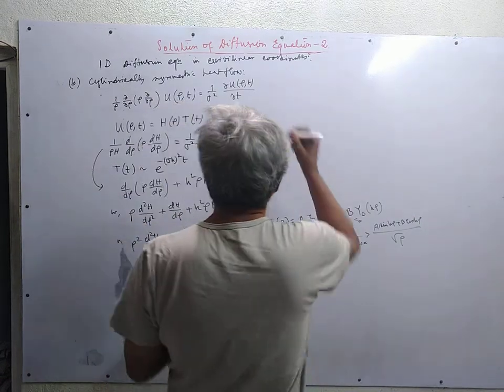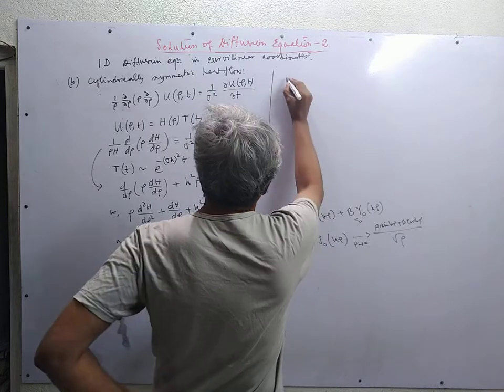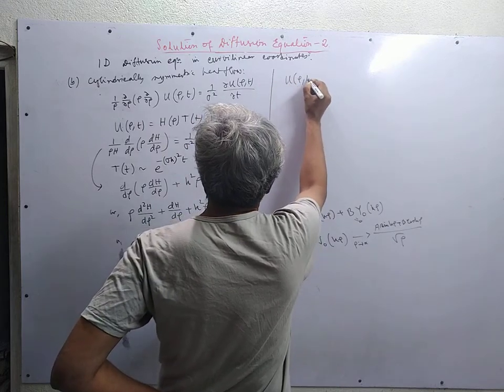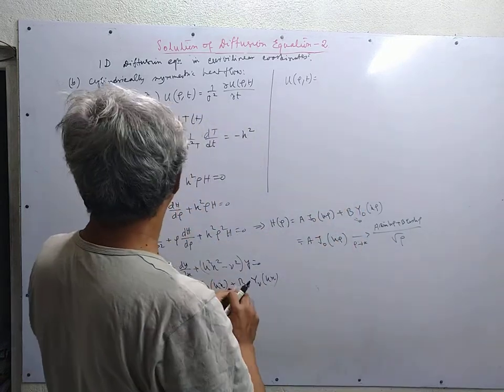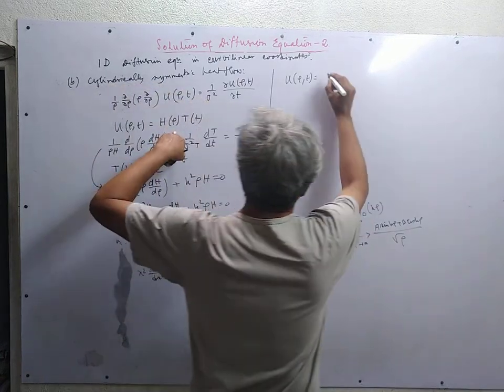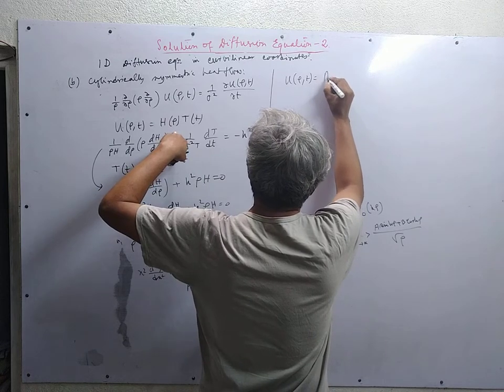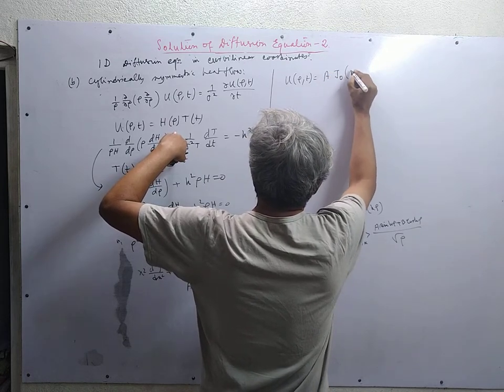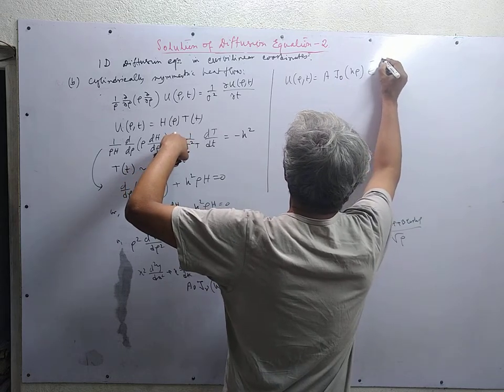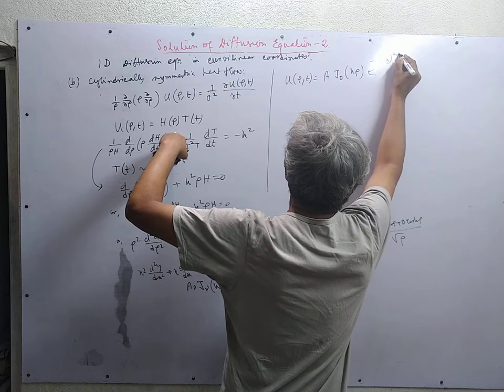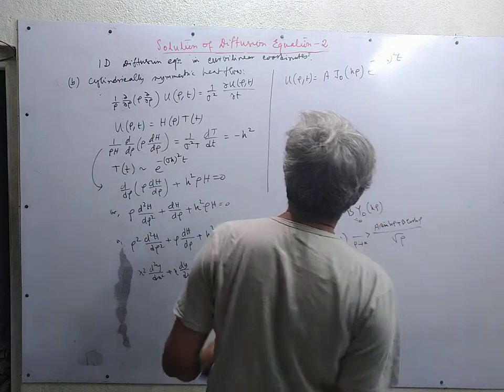So the solution becomes u of rho, t is, where h is some constant, h a J0 of k rho e to the power minus sigma k squared t. This is the solution.